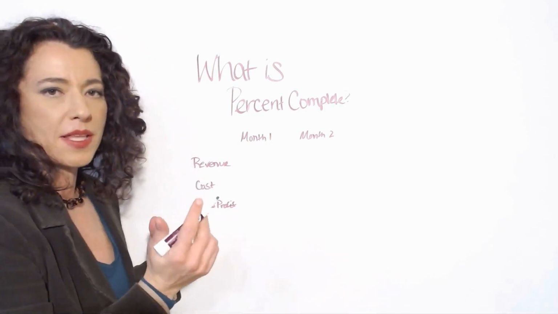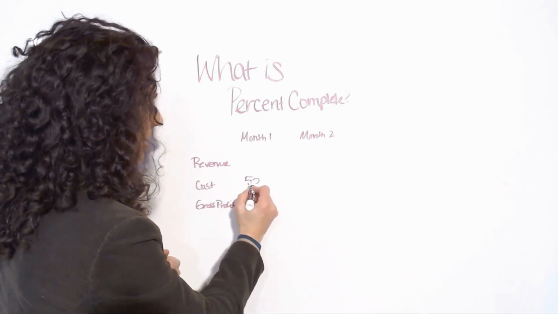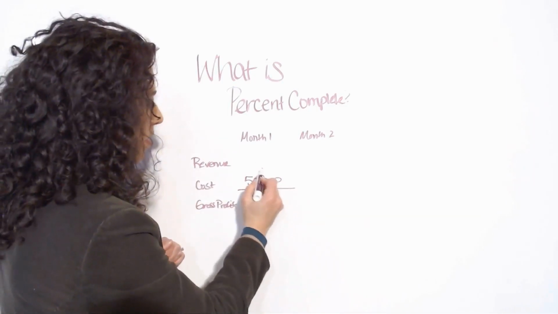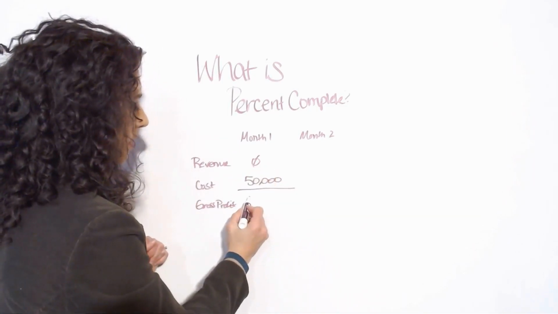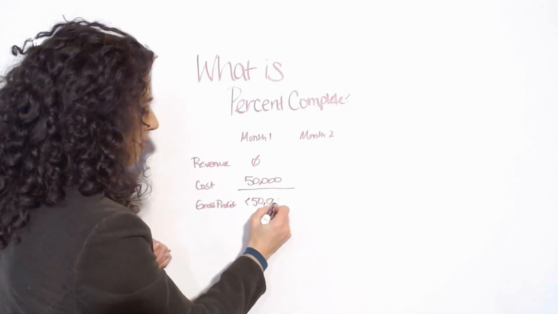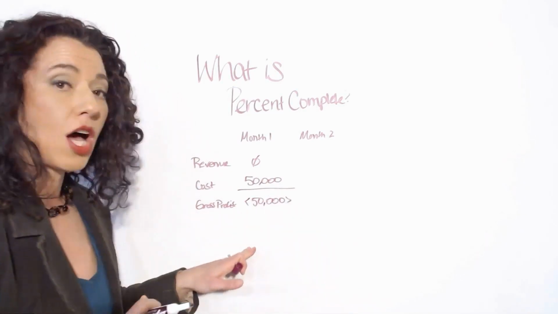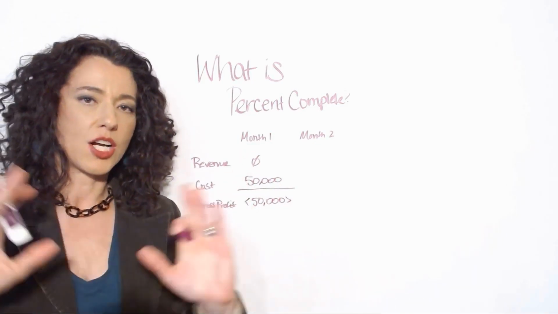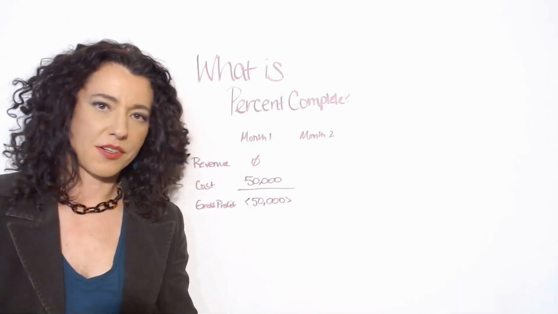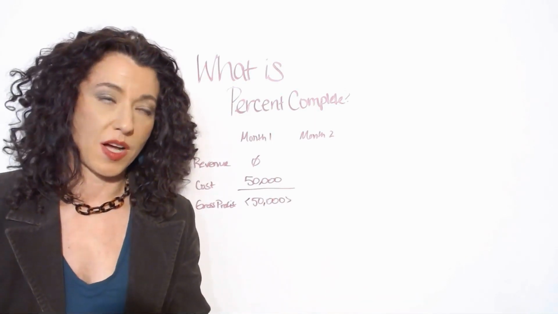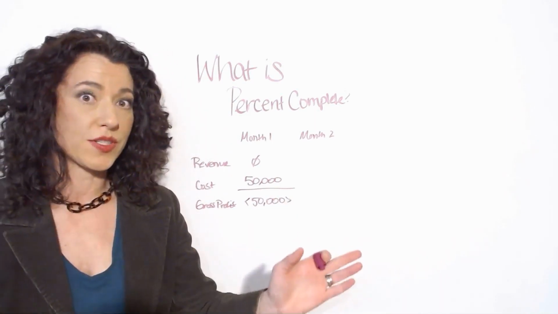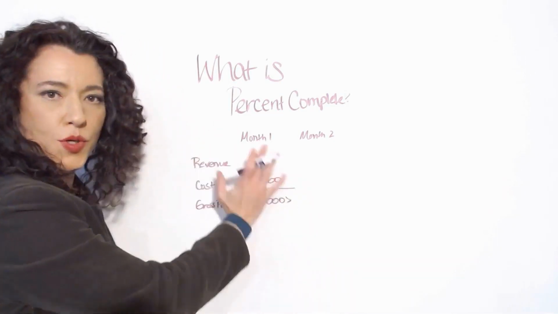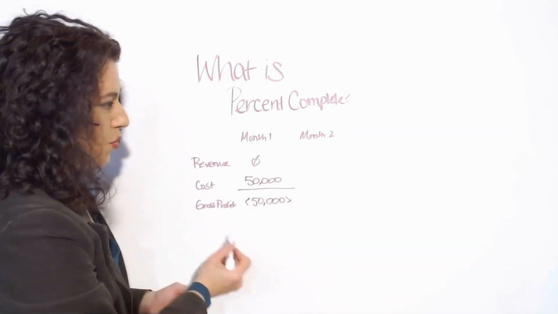What would happen in month one is we get busy and we have $50,000 in cost. We didn't bill it that month, and so we have $50,000 as a loss for this particular month. We're going to make this a $100,000 job, $50,000 in cost and $50,000 in gross profit. I'm making it super simple. So this is non-percent complete, and this is what happens to gross profit.